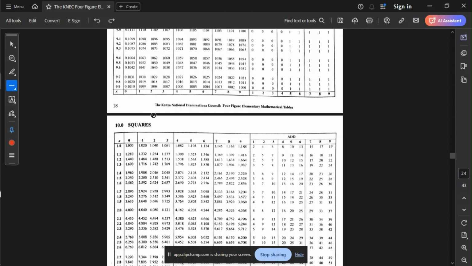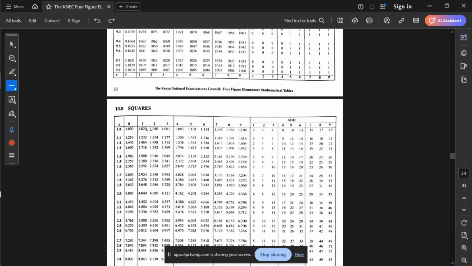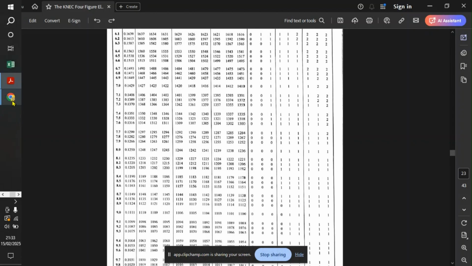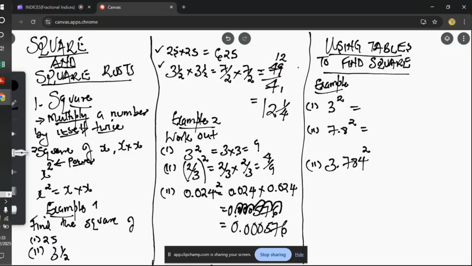This is the table of squares, and this is what we are talking about now. We want to learn how to use this table to get our answer. If we go back to what I want us to work out, I want us to read this value from the table. Allow me to sketch here just a summary of how that table looks.